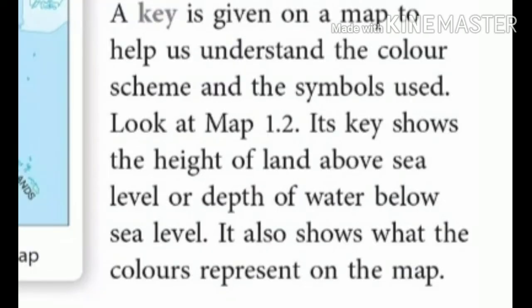A key is given on a map to help us understand the color scheme and the symbols used. Look at map 1.2. Its key shows the height of land above sea level or depth of water below sea level. It also shows what the colors represent on the map.